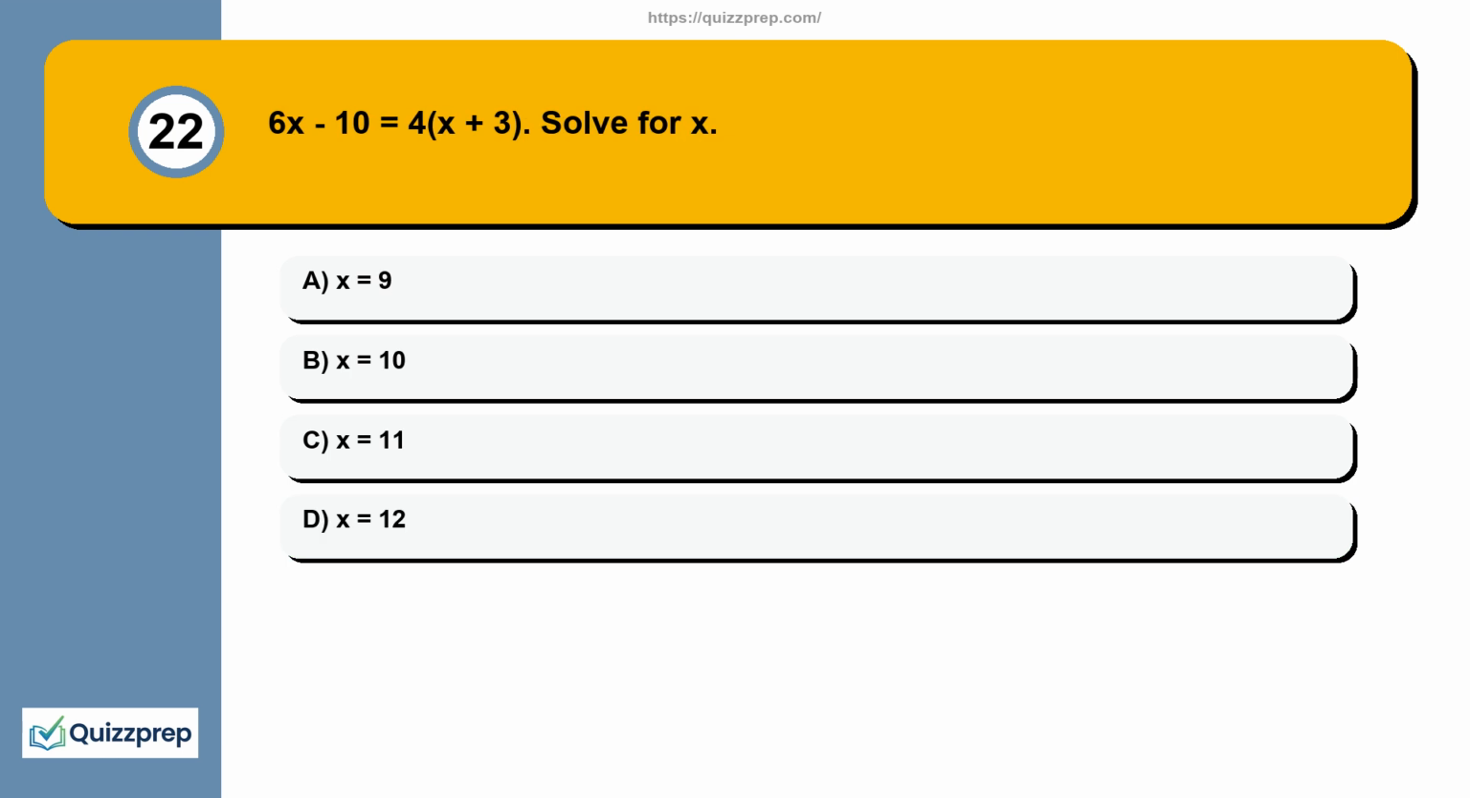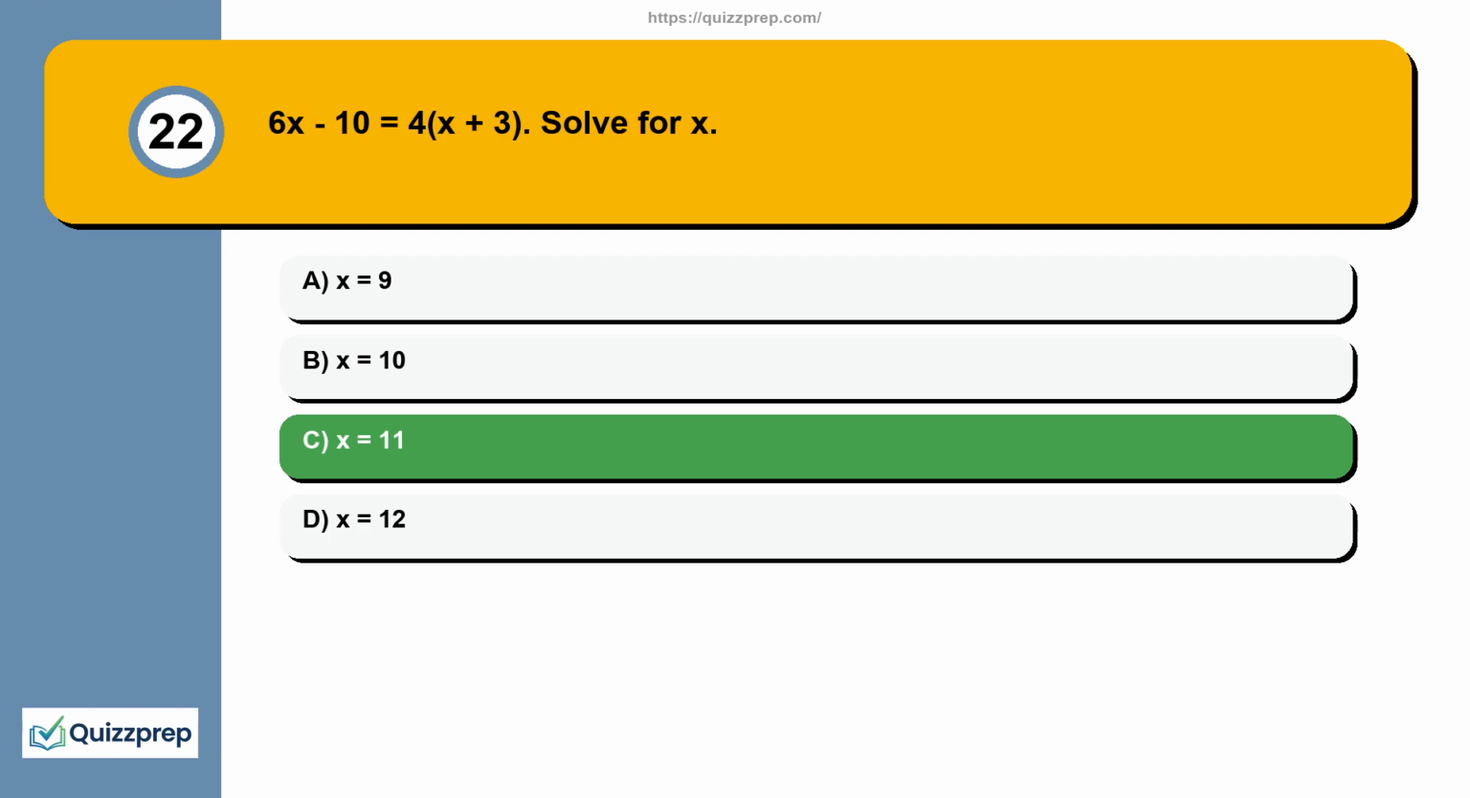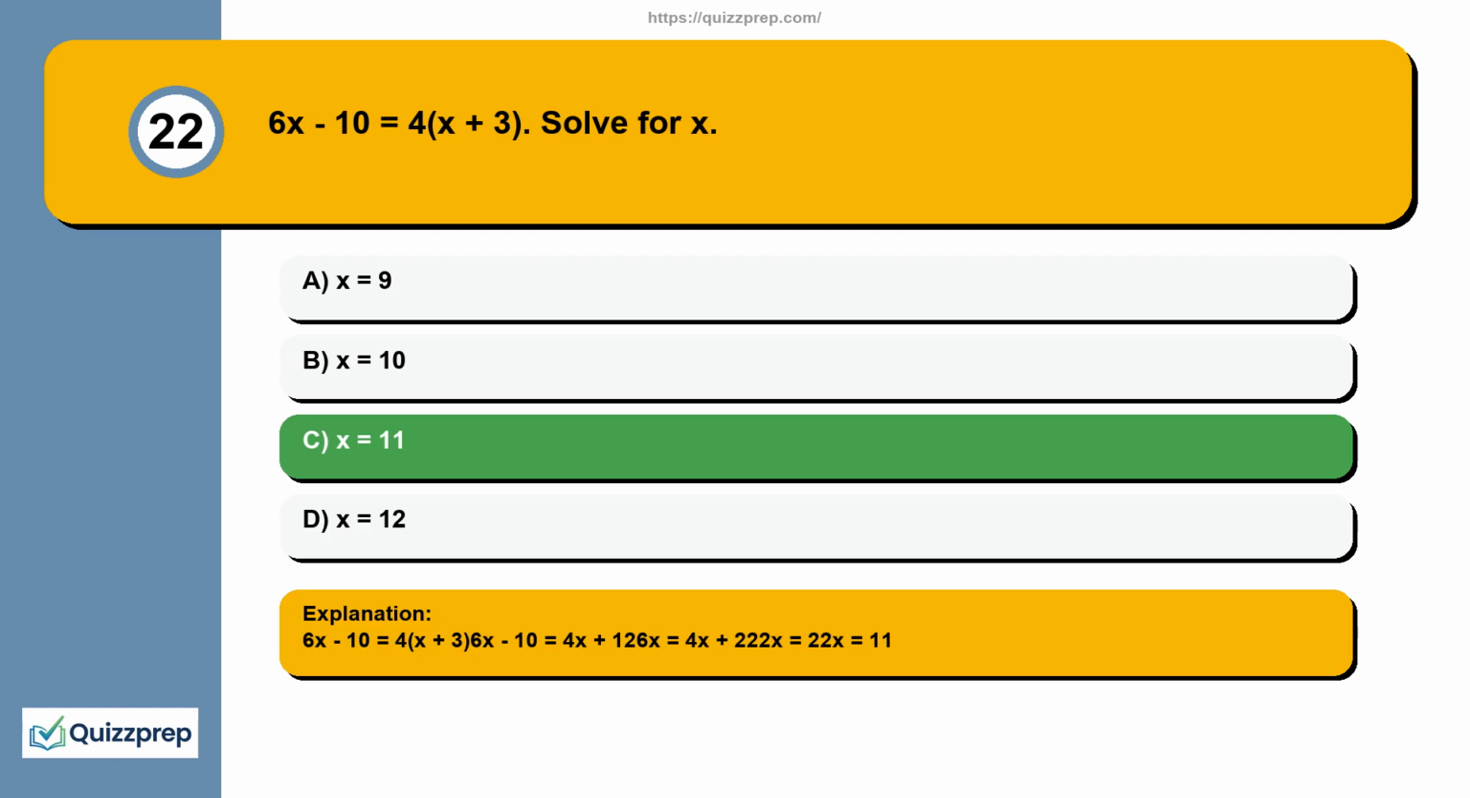Question 22. 6x, 10 equals 4, x plus 3. Solve for x. X equals 9, x equals 10, x equals 11, x equals 12. 6x, 10 equals 4x plus 12, 6x equals 4x plus 22, 2x equals 22, x equals 11.